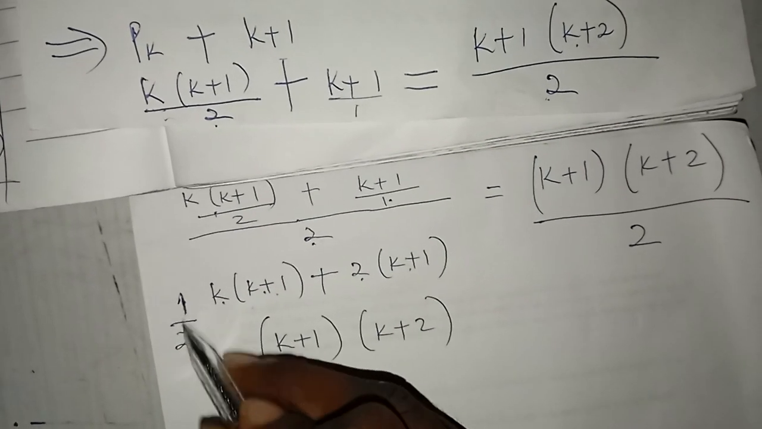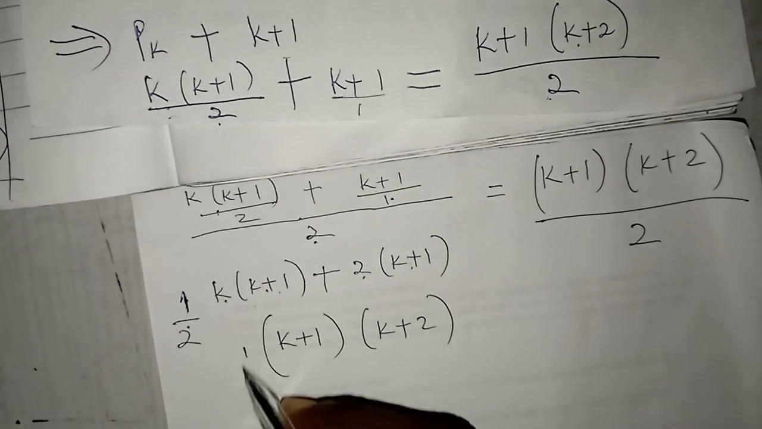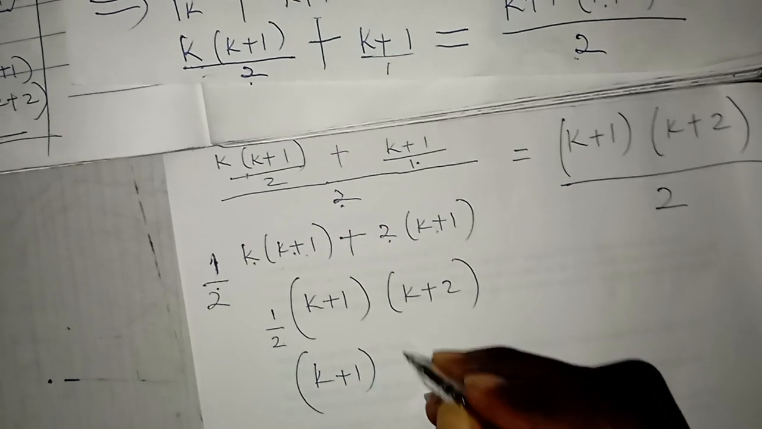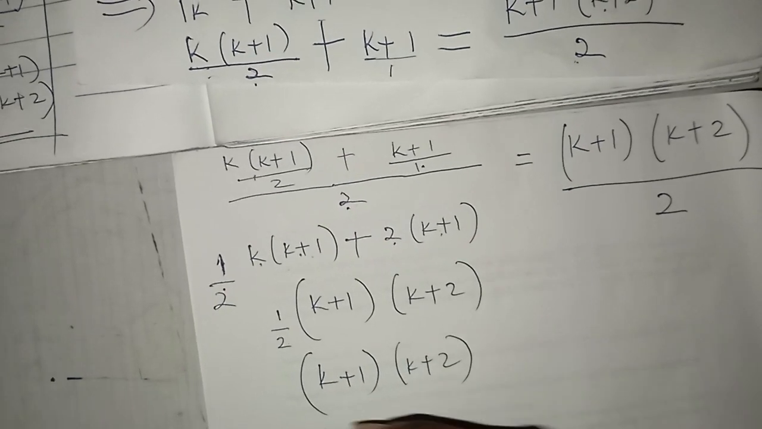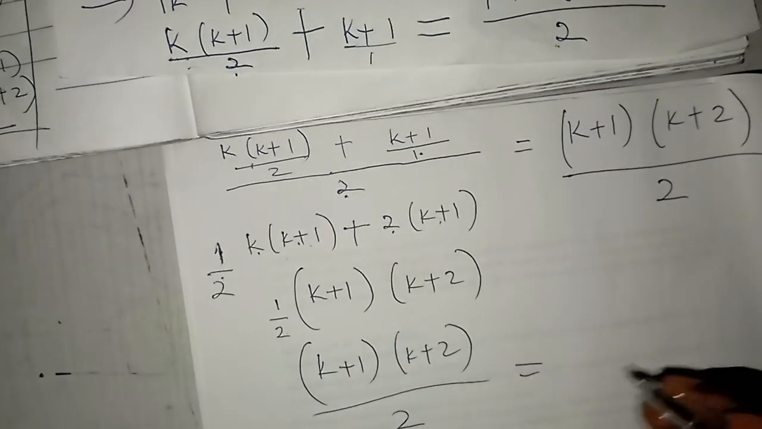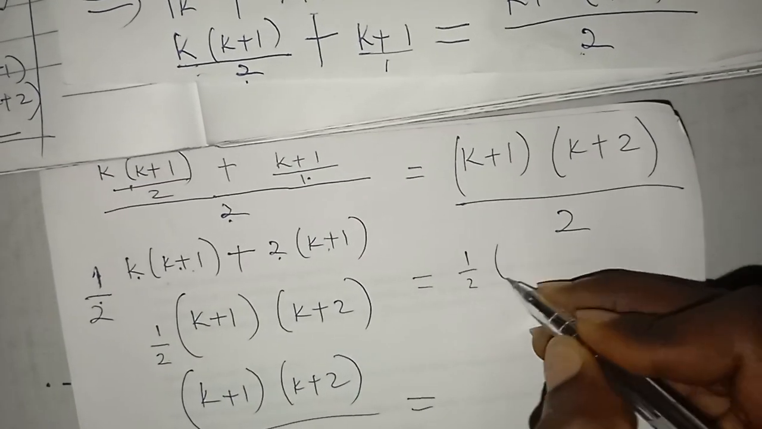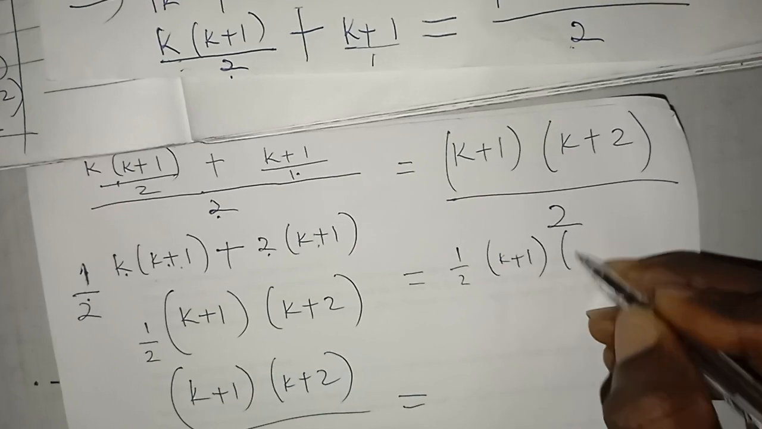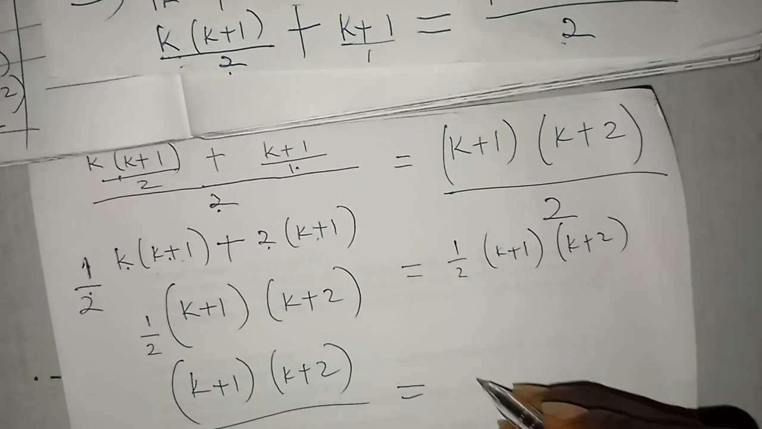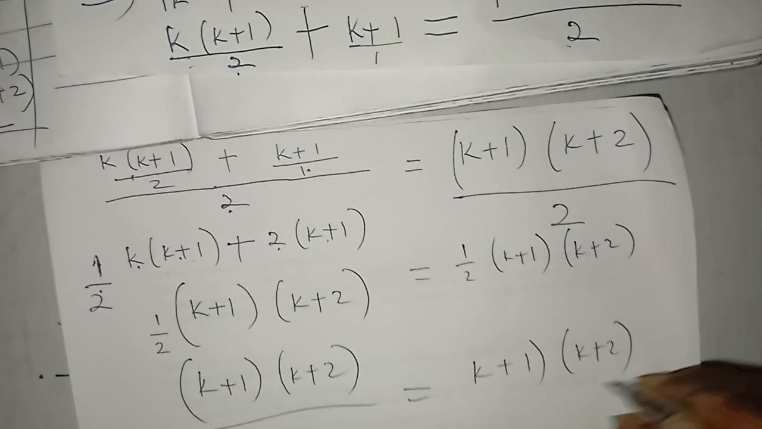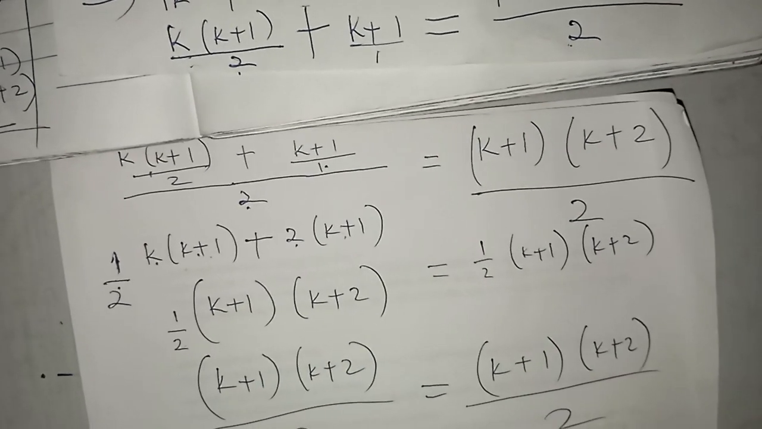Then remember I have 1 over 2. And this is the sentence saying k plus 1, k plus 2, all over 2. So you see that it is equal to my right hand side, because this thing I have here is the sentence saying 1 over 2, k plus 1, k plus 2. So k plus 1, k plus 2, all over 2.